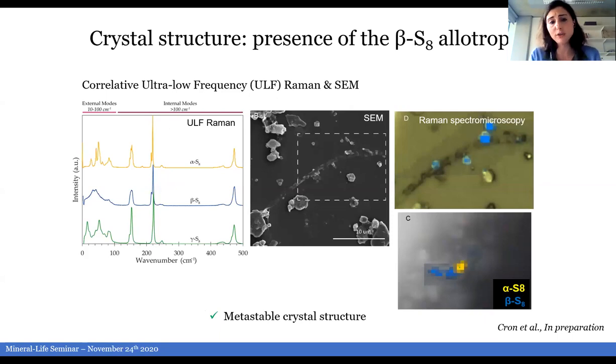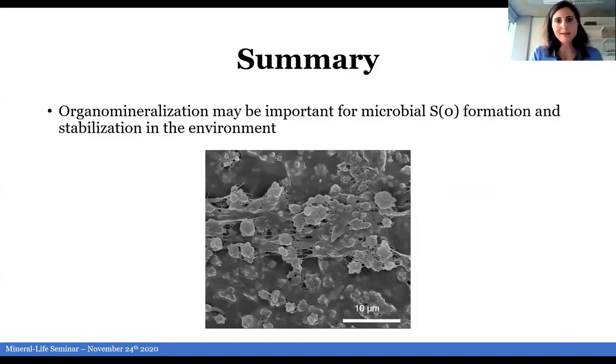And finally, we can use again this Raman spectroscopy method to determine the crystal structure. And here we found beta sulfur, which is one of the metastable allotropes. So, very good. We're kind of confirming our prediction. And this strongly suggests that organomineralization may be an important process for the formation and stabilization of microbial extracellular sulfur in the environment.